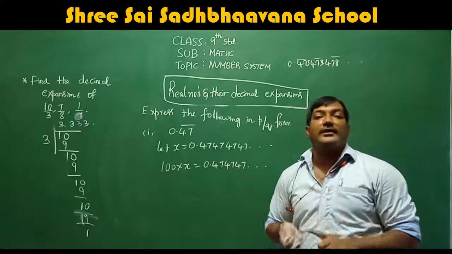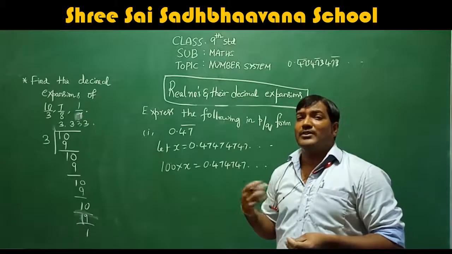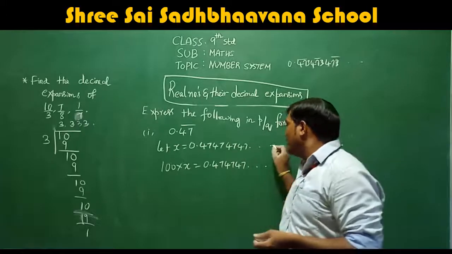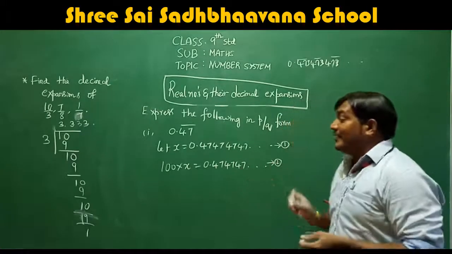If it is 2 digits, multiply by 100. If it is 3 digits, it is 1000. If it is more than 4 digits, 10,000, it depends. So here it is 2 digits, and that's the reason I multiplied with 100. So now 100 into x.